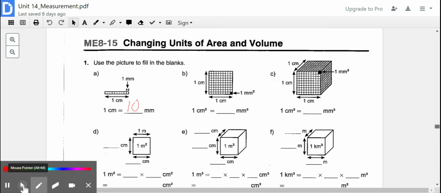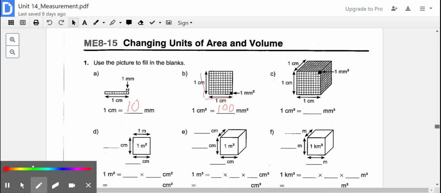Now let's take a look at the next question here. We've got a square now. This is a square here, and it's 1 centimeter by 1 centimeter. How many millimeters make up this 1 centimeter squared grid? Well, each one of these is a millimeter here. And there are 10 going this direction and 10 going this direction. And I know that as an array, I can find out the total number if I multiply the length times the width, 10 times 10. So 10 times 10 is 100 millimeters squared.